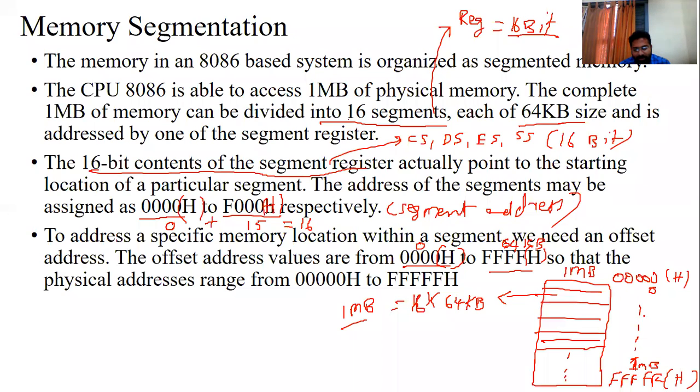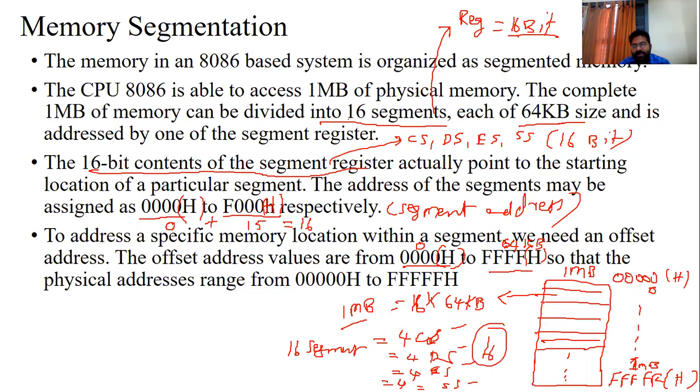So this entire 1 MB memory is divided into 16 logical segments. 4 code segments, 4 data segments, then 4 extra segments, then 4 stack segments. Each of 4, 8, 12, 16. In total you have 16 segments.